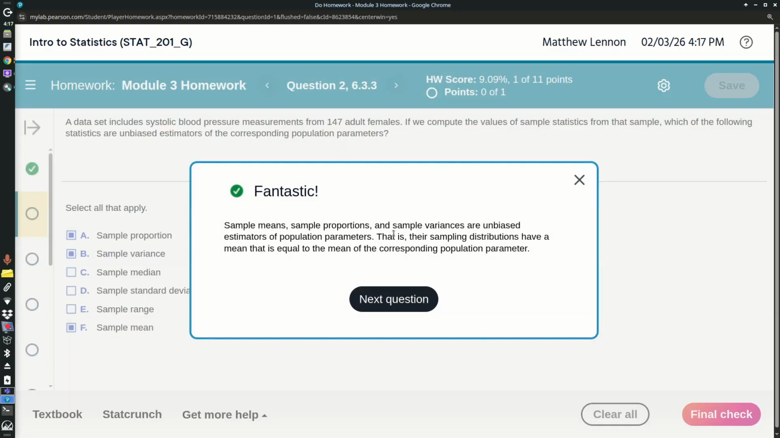So does it say here? Oh, because it's based on the sampling distribution. Okay. I think that makes sense. Sample means, sample proportions, sample variances are unbiased. Their sampling distributions have a mean that is equal to the mean of their corresponding population parameter. Ah, that's why. Because the sample standard deviation is going to change when we use a sampling distribution. So we're going to have to do the square root of whatever the standard deviation is that they give us divided by the square root of n versus the square root of n-1, as you just mentioned.